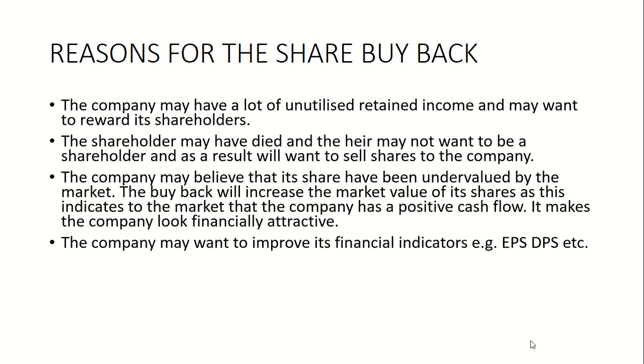The company may want to improve its financial indicators. This is a fourth reason as to why the company will want to buy back shares. The financial indicators that I gave you as examples here are simply EPS and DPS. EPS is earnings per share and DPS is dividends per share. For you to get EPS, you will have to take your earnings and divide them by the number of shares issued. Note that when you buy back shares, you reduce the number of shares that were issued. So basically, the denominator of your EPS will be lower.